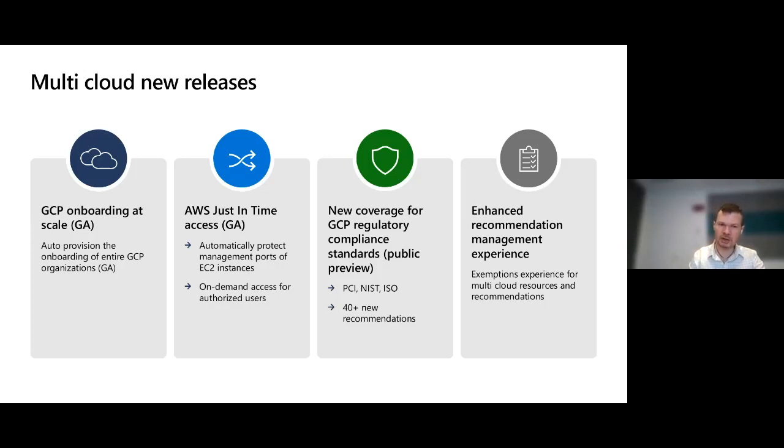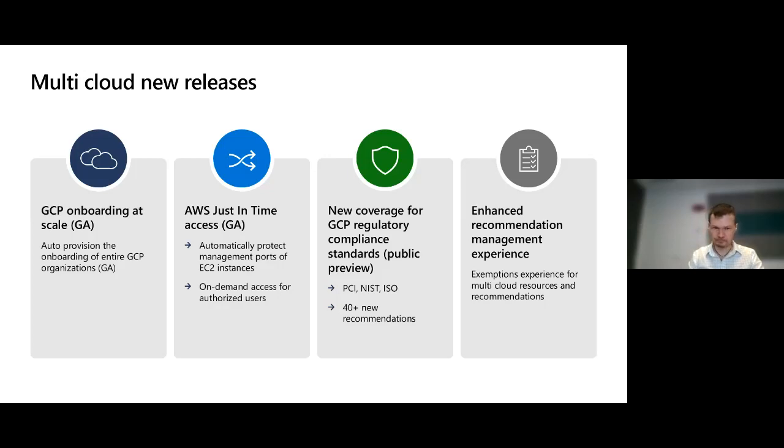Another thing that was GA'd is JIT, just-in-time capabilities for AWS EC2 machines. It was in preview since, I think, since February. And we just announced GA for this capability now in AWS.